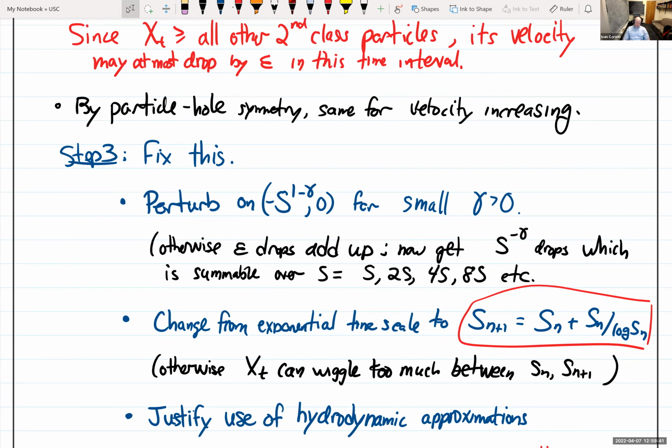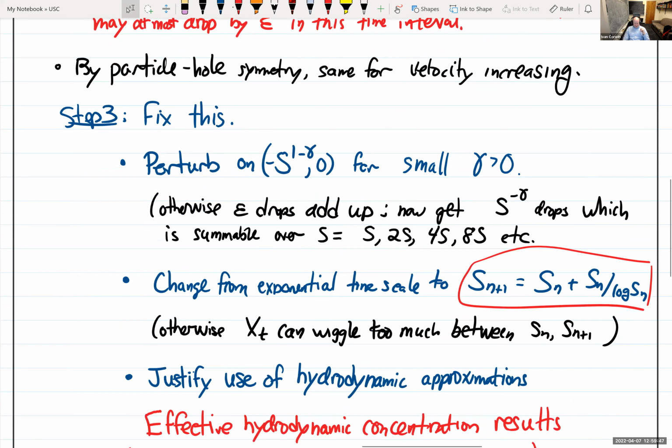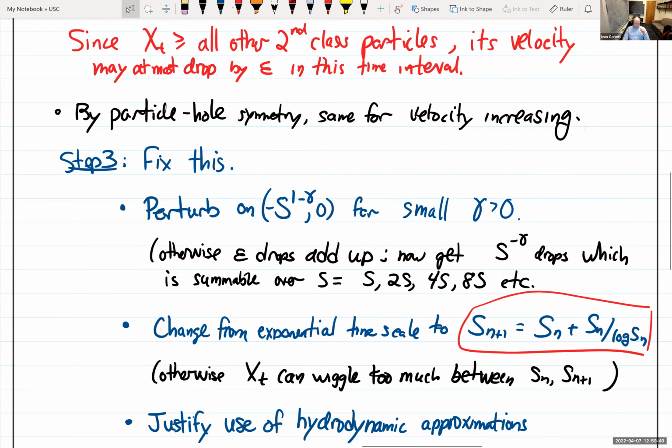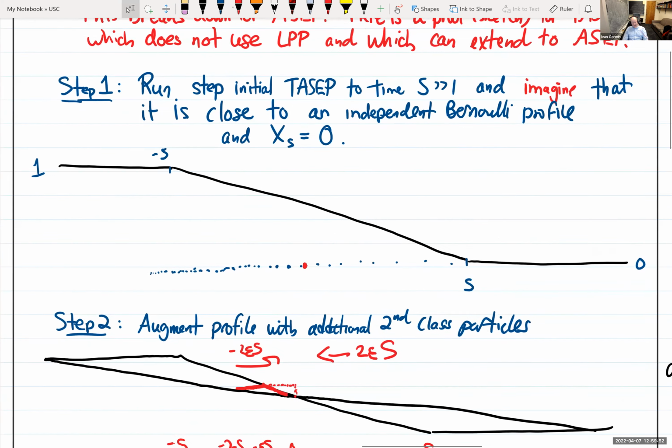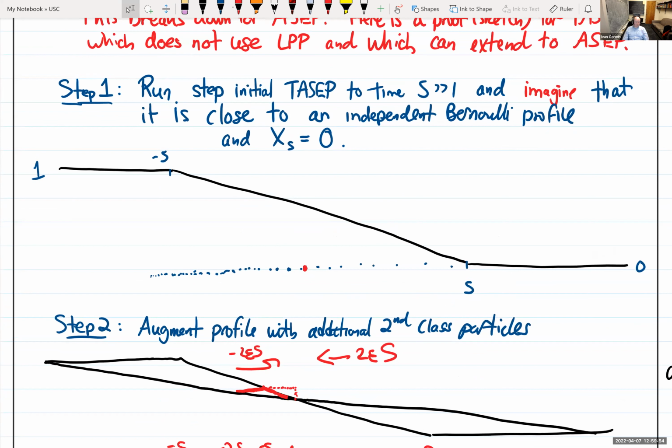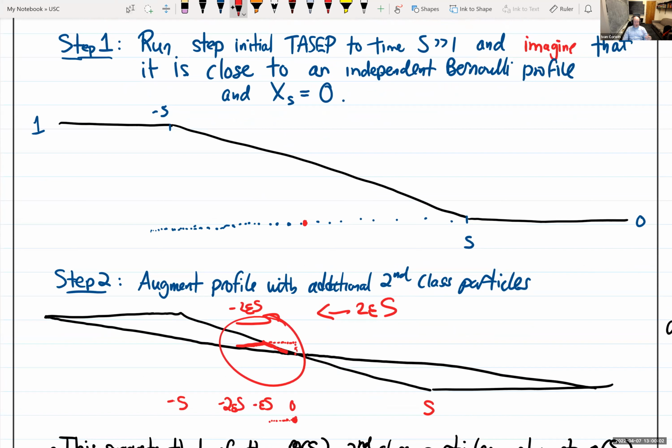Now, the real problem, so these are minor fixes. The hardest part, though it certainly can be done, is to justify all of these hydrodynamic approximations, right? Because what I did in the beginning is I said, imagine that I had a Bernoulli system, but obviously I don't have a Bernoulli system. And so I need to justify that I'm close to one on some scale, in particular on the scales that go into the second step.